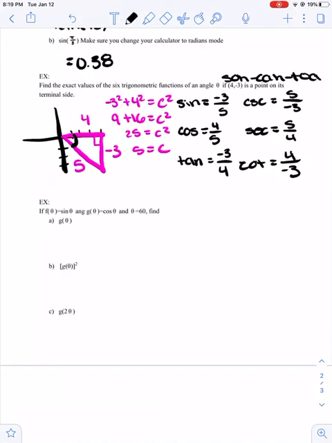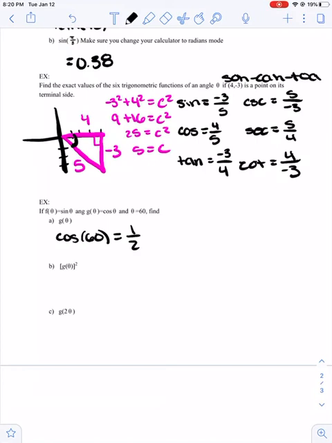All right, lastly, we are told that f of theta equals sine, g of theta equals cosine, and theta is 60 degrees. So we're going to find the exact value of these, of A, B, and C. So g of theta. So we just want to know, what is g of theta? So g is cosine, and theta is 60. So what's cosine of 60? Look back on our unit circle. That equals 1/2.